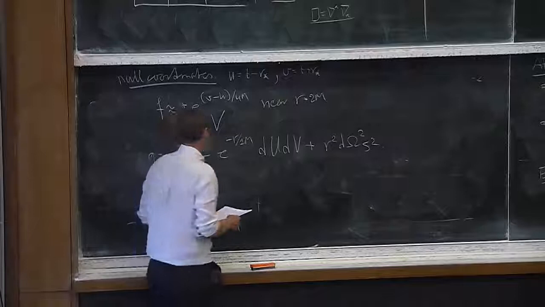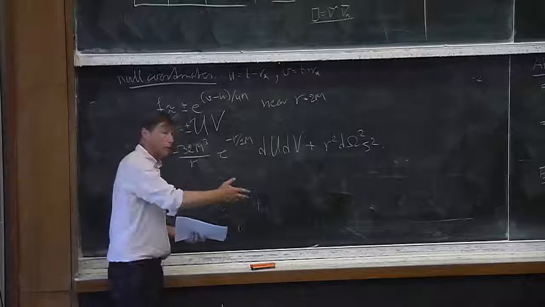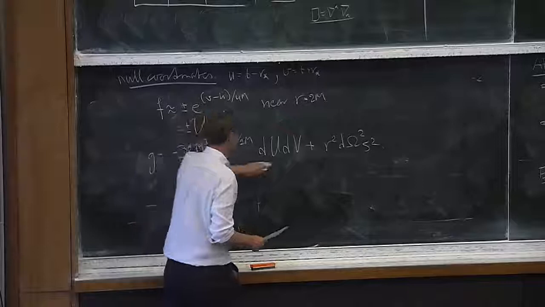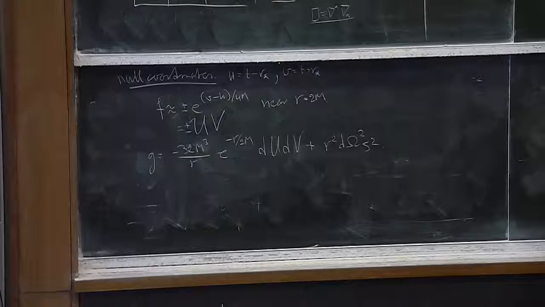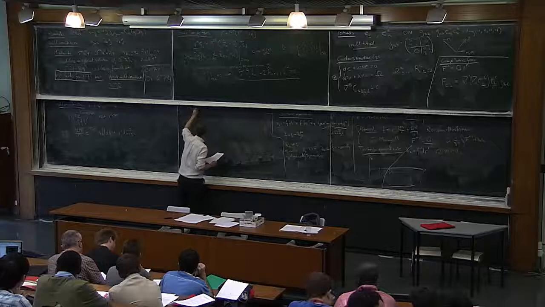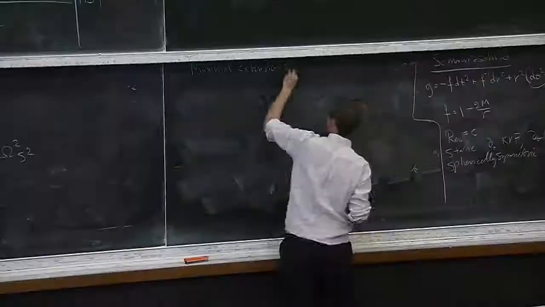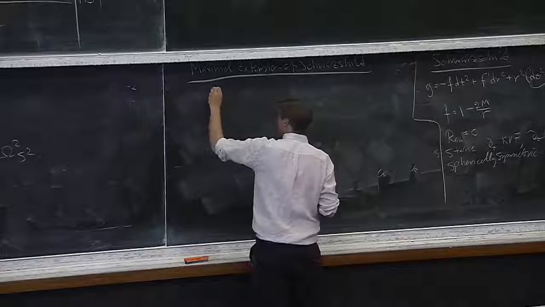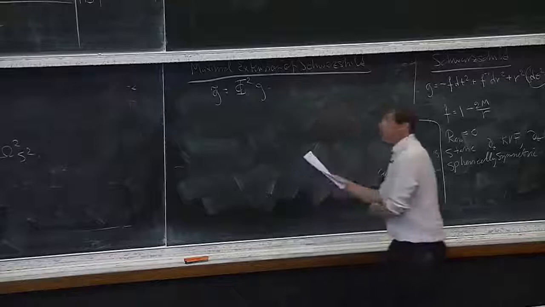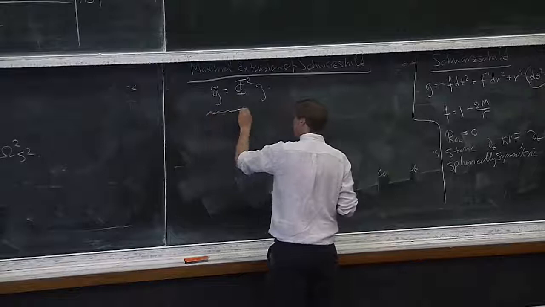These coordinates can then be extended for all values of r. And so we now have this non-degenerate form of the line element, and that allows us to give a maximal extension of the Schwarzschild space-time. There we can find a certain conformal factor and map the Schwarzschild space-time onto something like this.